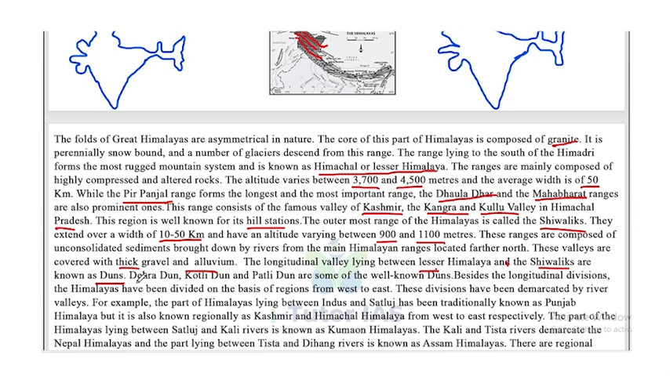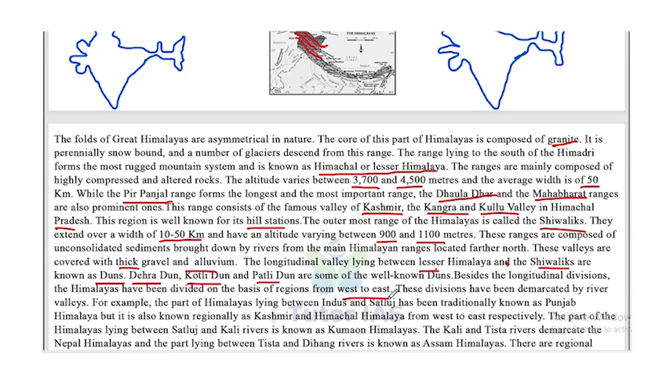Have you heard about the Dara Dune and Kotli Dune? Examples of dunes: Dara Dune, Kotli Dune, Patli Dune. Now, besides the longitudinal divisions, the Himalayas have been divided on the basis of regions from west to east.